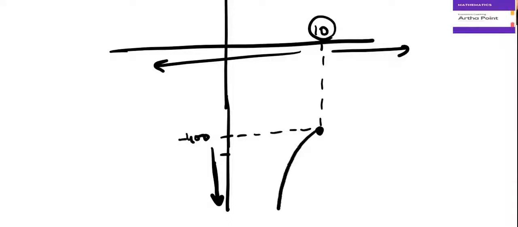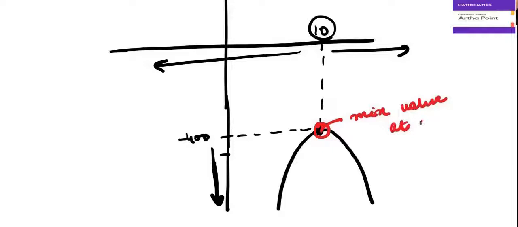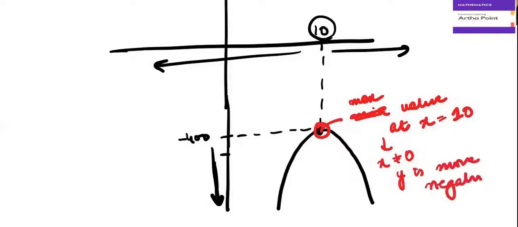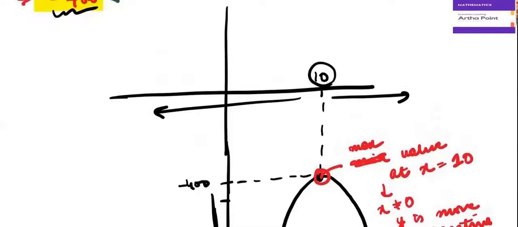So my parabola is like this. My parabola has achieved its maximum value at x equal to 10. And whenever x is not equal to 10, the value of y is more negative. Right?